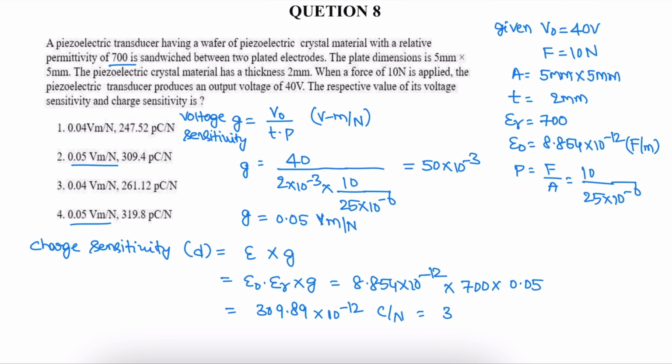So that is 309.8 approximately pico coulomb per Newton. So option 2 is correct. Next question.